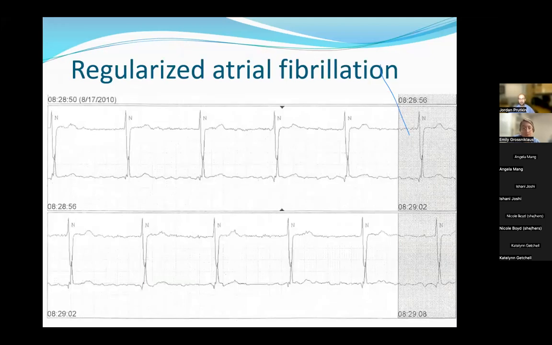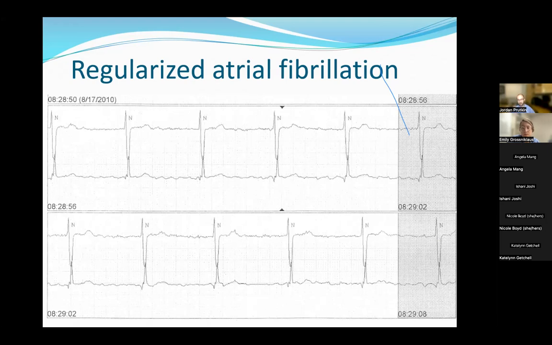The other thing just to throw out there is regularized AFib. AFib should be irregular. But if you ever see someone in AFib and it's regular, then that could be complete heart block with a junctional escape rhythm. The one situation where you're most likely to see this on a medicine service is digoxin toxicity. Dig toxicity has a bajillion different possibilities of arrhythmias, but one of them is complete heart block.